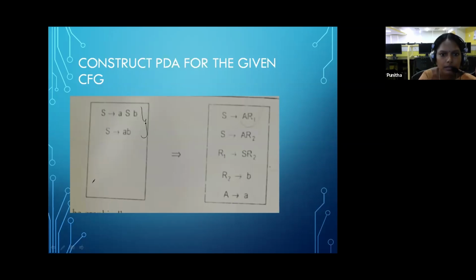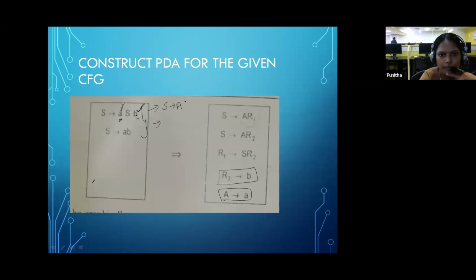See, in this we have to change into CNF. First we have to change all the terminals into non-terminals. For that I'm introducing two new productions, that is capital A tends to small a. For b, I'm introducing the production R2 tends to b. So in this place I'm replacing all the terminals with non-terminals. For this small a I have replaced capital A, so I'm writing capital A.